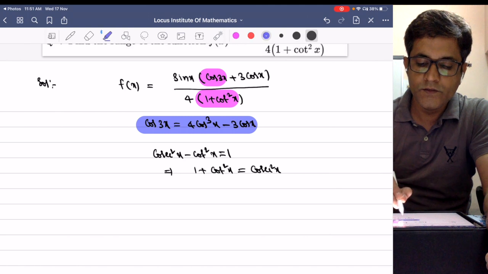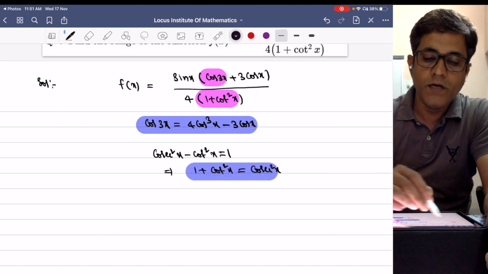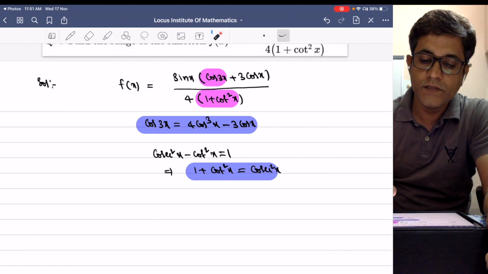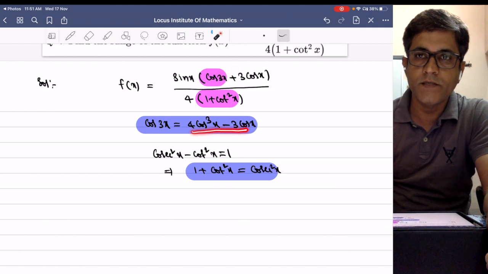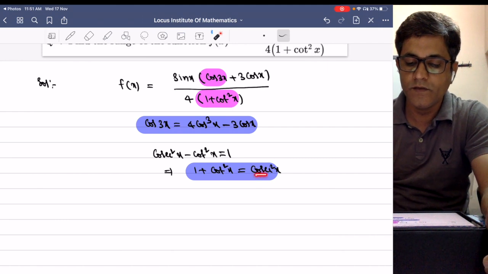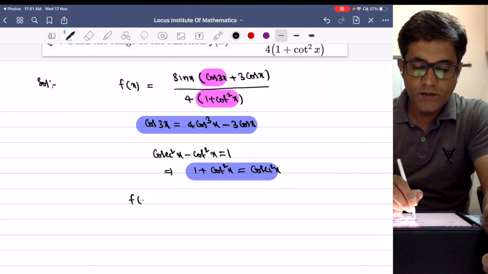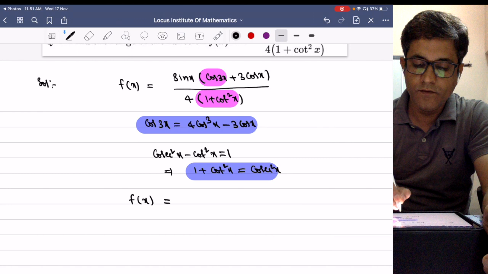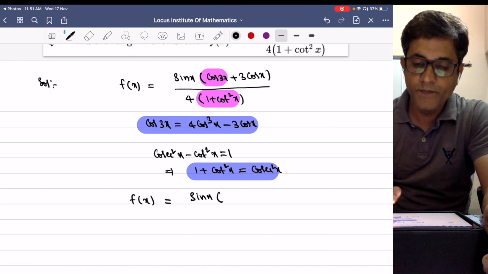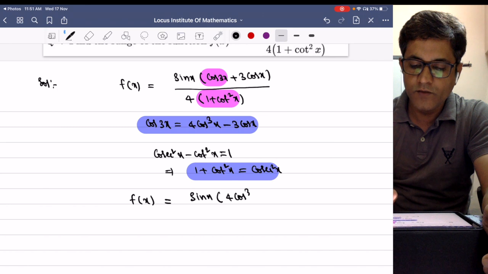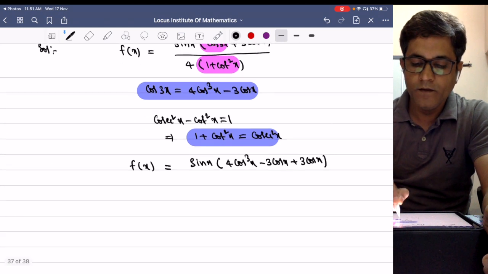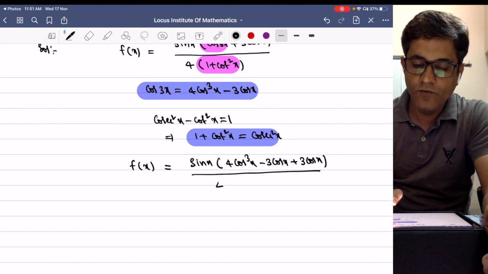So from this result, 1 plus cot square x is equal to cosecant square x. Now I will substitute cos 3x with 4 cos cube x minus 3 cos x and 1 plus cot square x with cosecant square x. With this substitution, f of x becomes sin x into 4 cos cube x minus 3 cos x, plus 3 cos x, over 4 times cosecant square x.